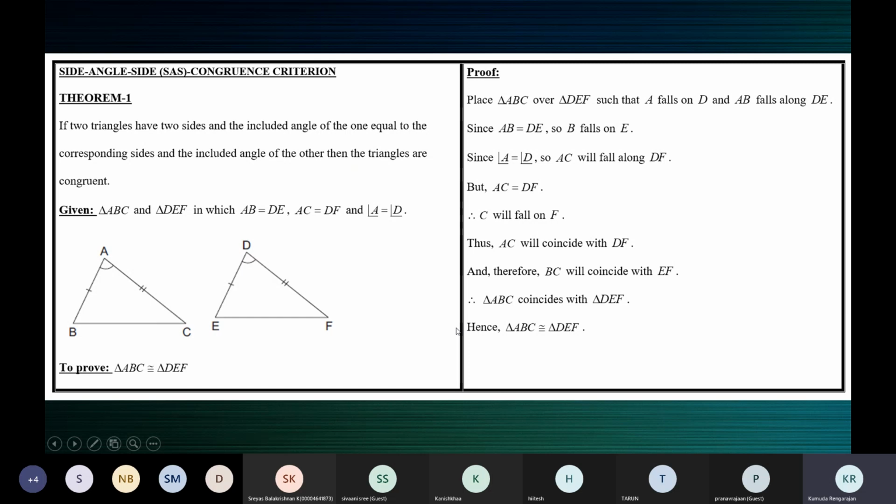And once they are congruent, then you will say CPCTC: angle B is equal to angle E, because they're the corresponding angles in the two congruent triangles. And angle C is equal to angle F, because again they're the corresponding angles in the two triangles. And BC is equal to EF. They're the corresponding sides in the two congruent triangles. That is not to be mentioned here.